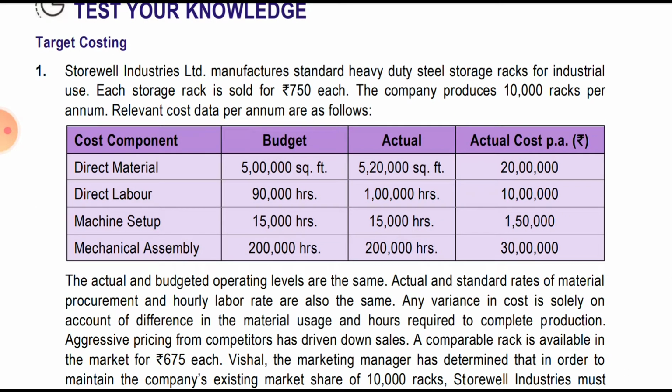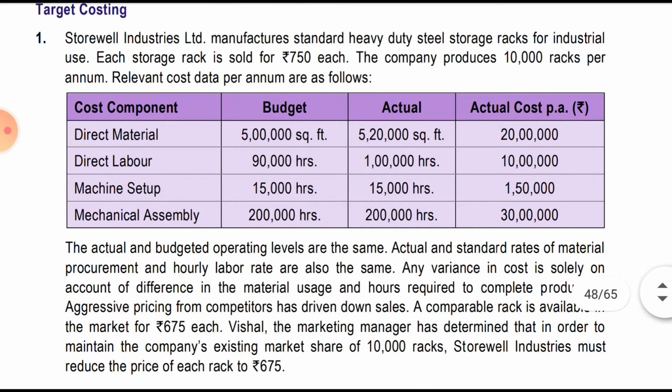Storewell Industry Limited manufactures standard heavy duty steel storage racks for industrial use. Each storage rack is sold for 750, so the selling price is 750. The company produces 10,000 racks per annum. Relevant cost per unit is as follows.